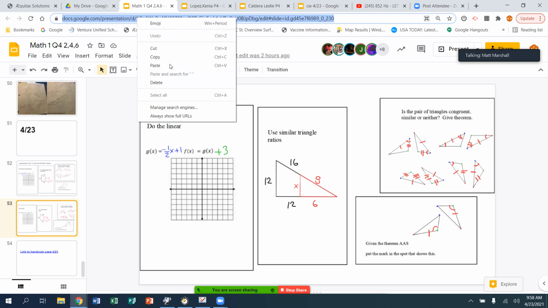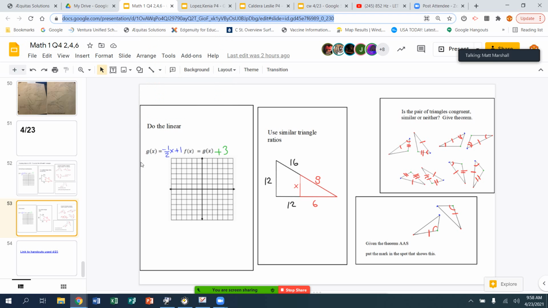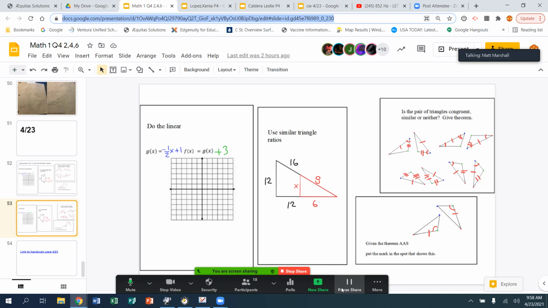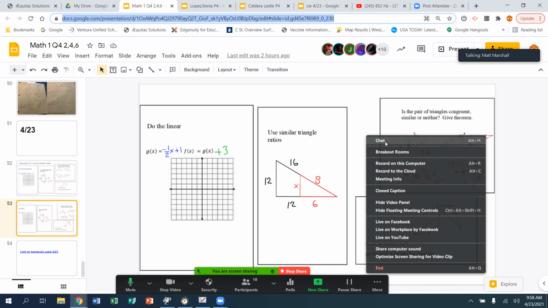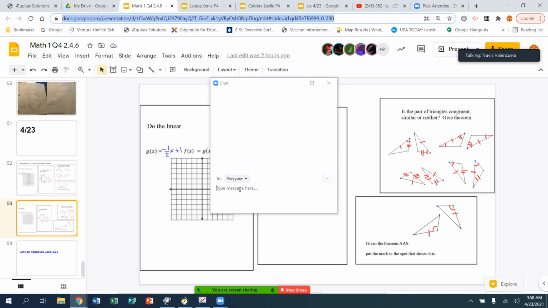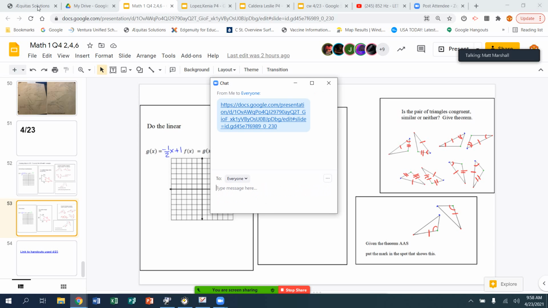Do you know how to get to the master document? No. Okay, then your grade's probably hurting right now because everything's on there. So I'm going to put it in the chat. Just know that you need to get to this document to have a chance to pass, and you have to have a Google slide shared with me for you to have a chance of passing this class this quarter.